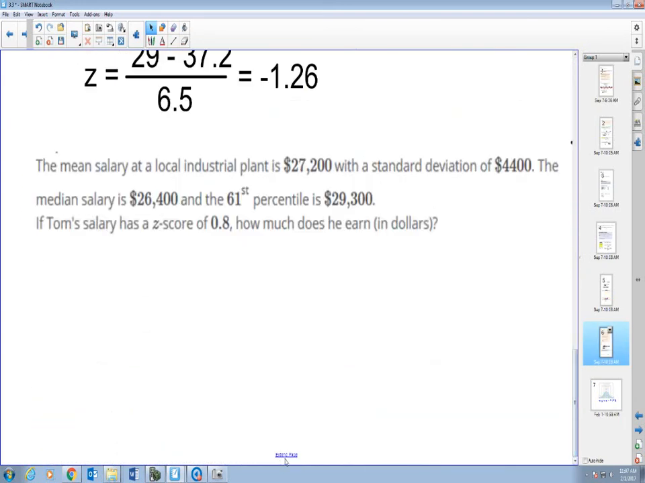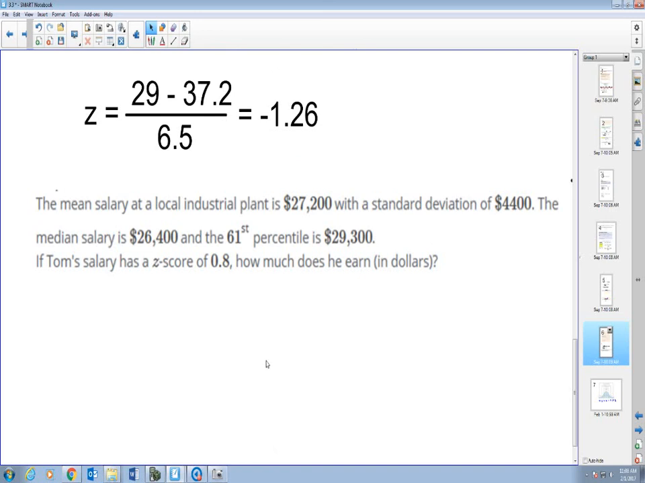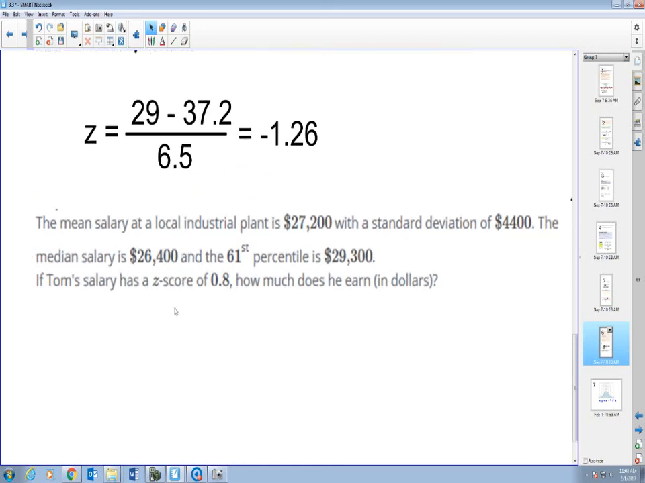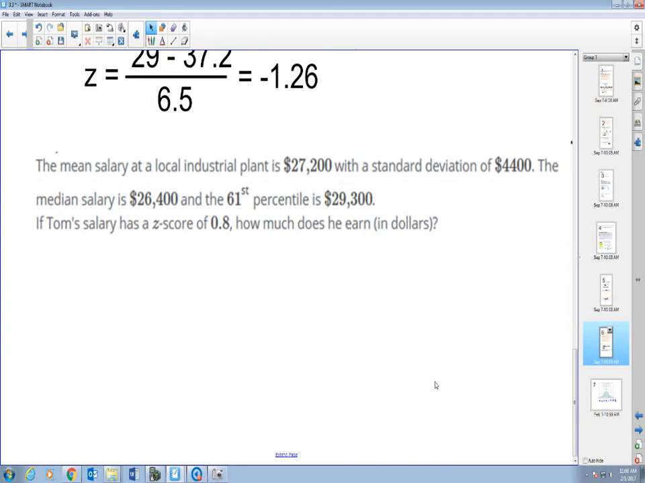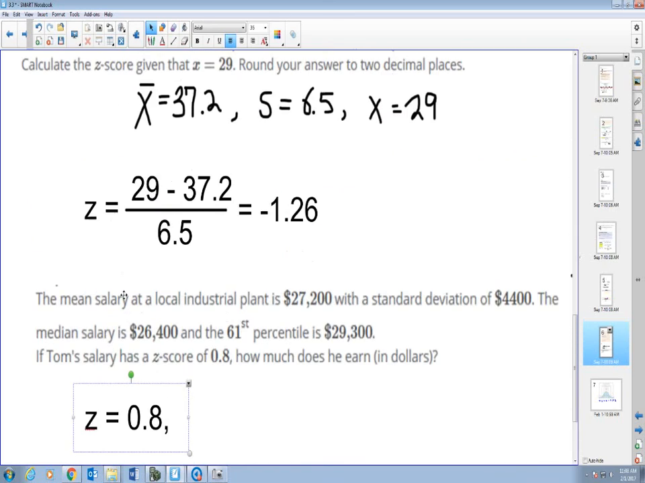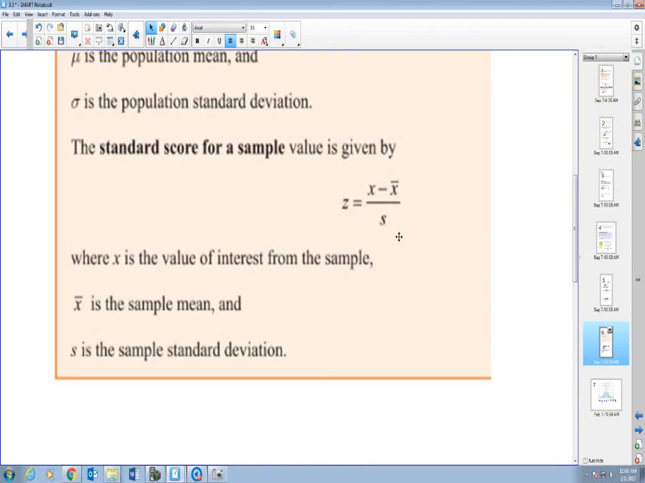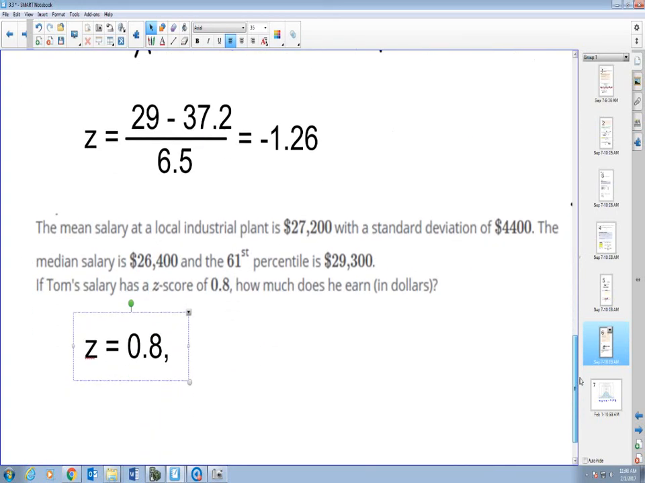All right, so this last one, same information. If Tom's salary has a z-score of 0.8, how much does he really earn in terms of dollars? This is a little bit backwards, because earlier we converted Joe's salary into a z-score. Now we need to do it in reverse. I'm giving you a z-score, which is already 0.8. If you think about this formula, you got 4 things here. To find one of them, you need the other 3. So right now I need to find Tom's salary, which is X.